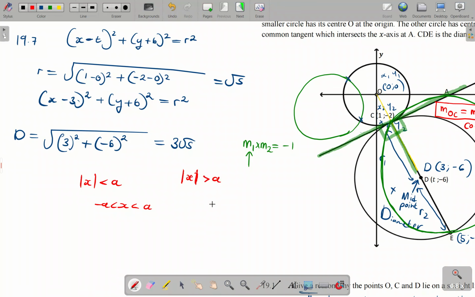So now let's say the absolute value of x is greater than a. What will our values be then? It would be x greater than a, and then x less than negative a. So in other words, you say x is greater than a, or x is less than negative a, like that. So this will be your answers there.